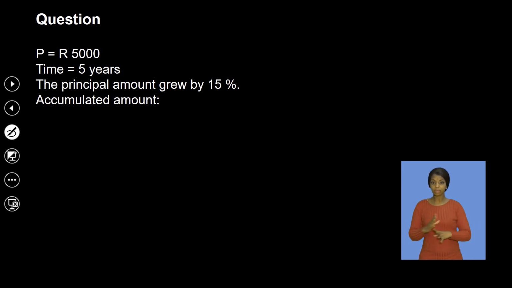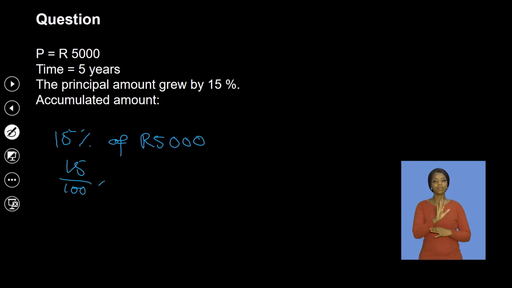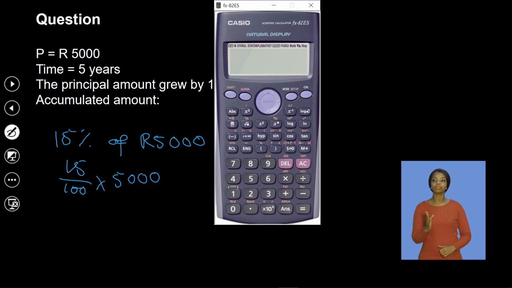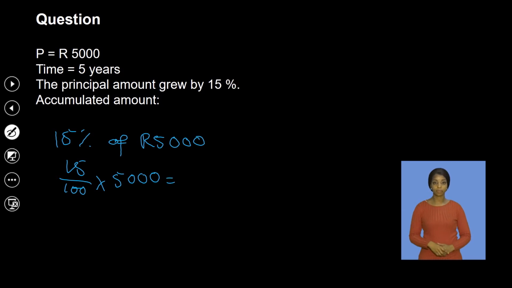So the accumulated amount will actually be, firstly, the 15% of the 5,000, and then this will be 15 over 100 multiplied by 5,000. And then if I just quickly calculate this, I will have 0.15 multiplied by the 5,000, and it will give me 750. So it means that this is 750, right? So in 5 years, this person actually got 750.